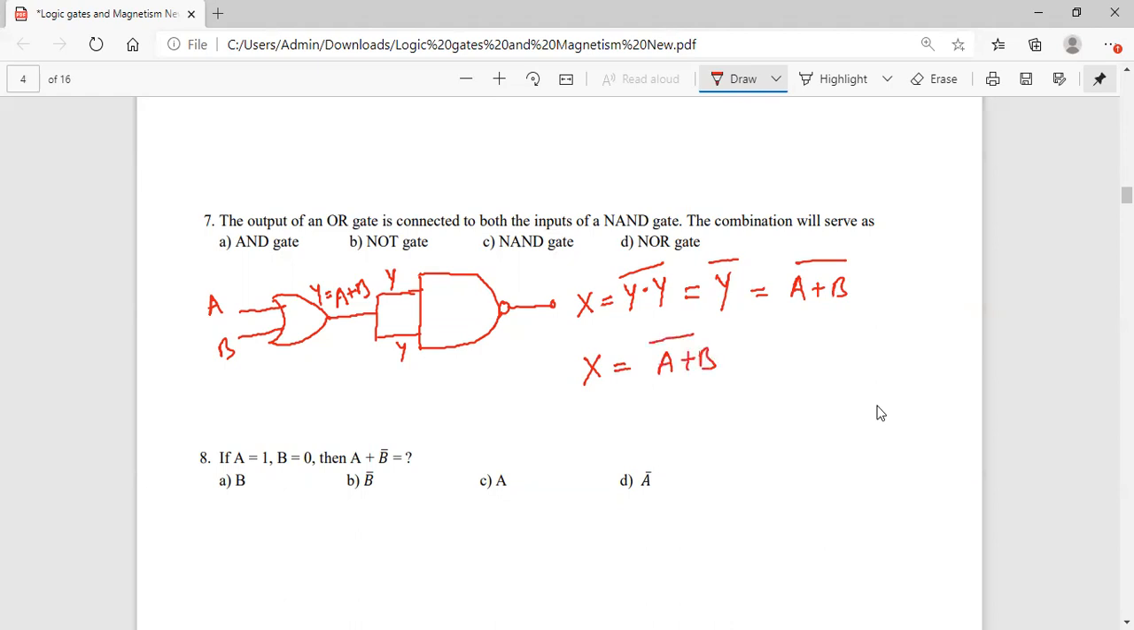A plus B whole bar. This is what gate? NOR gate. It is the Boolean equation for the NOR gate. Therefore, option D is the correct answer. Next, the 8th one. Next problem.